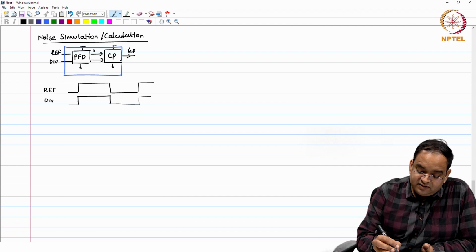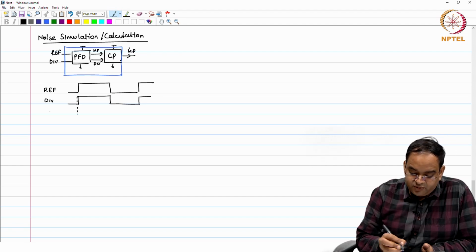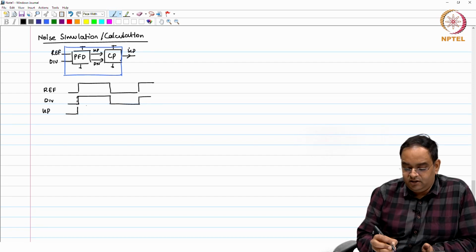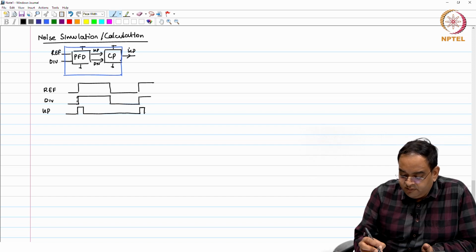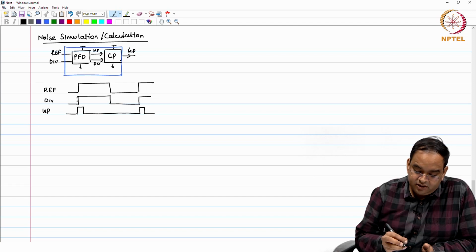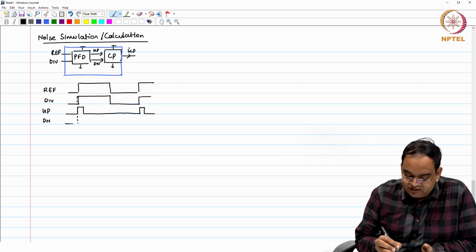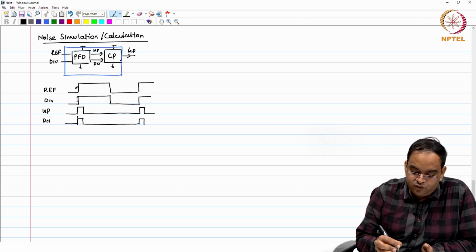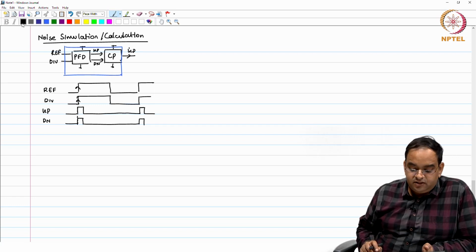If that happens, then these up and down pulses which you are seeing here will have 0 error, and they will be on only during the overlap time for the reference and divided clock. So, up and down will have pulses like this. This is the locked state when there is 0 phase error, which it will be if there are no other non-idealities in the system.